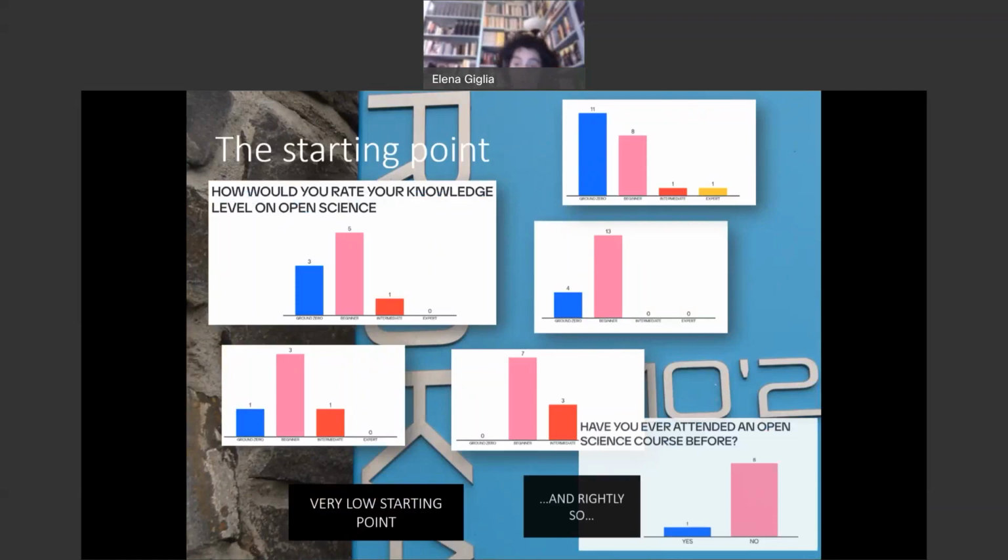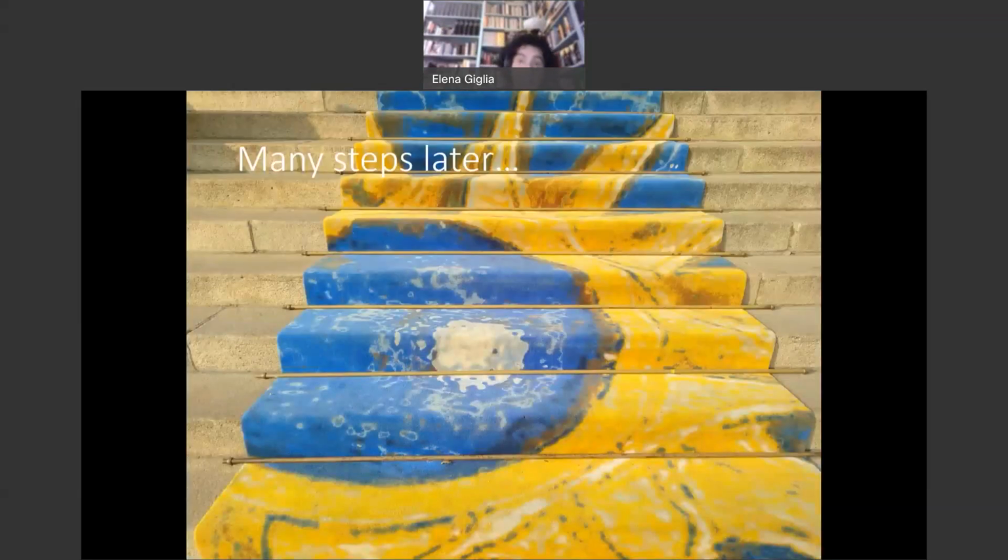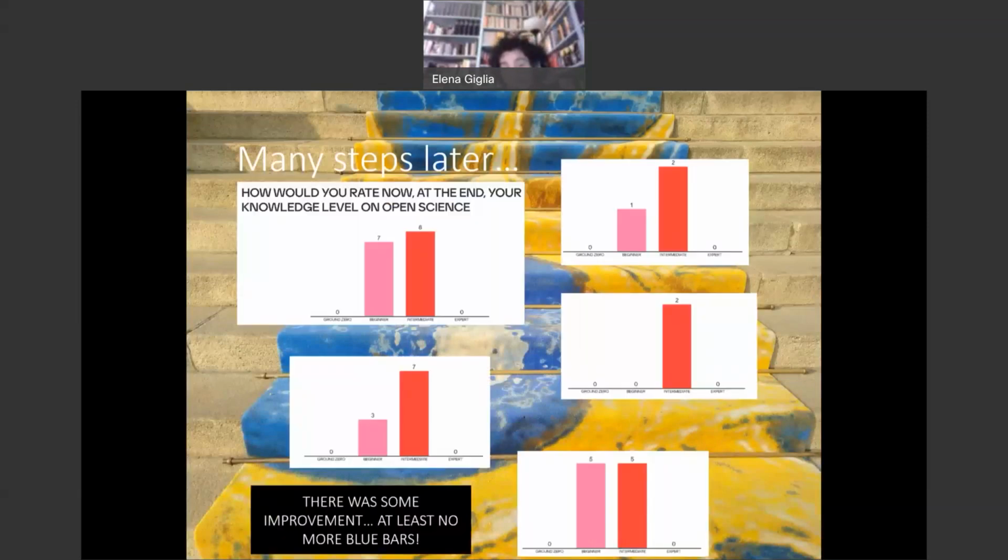But rightly so, because when I asked, have you ever attended an open science course before? They said no. But I would say that many steps later, you see that the blue bar disappeared, so ground zero disappeared, with much more intermediate levels, okay? So in my opinion, this is a good achievement of the training course.